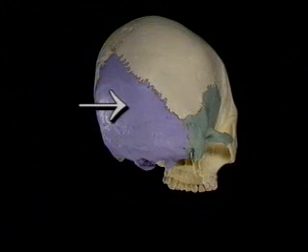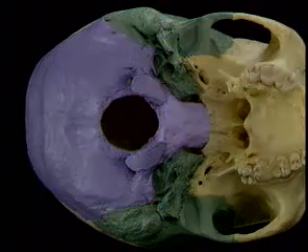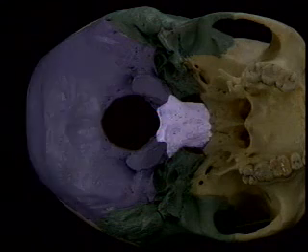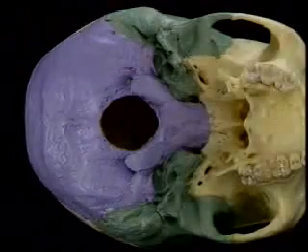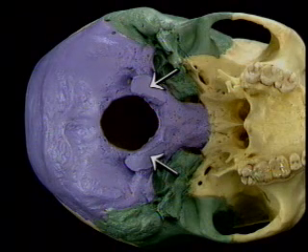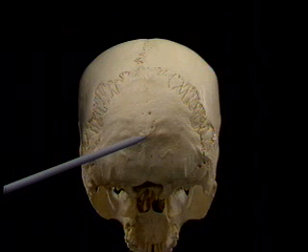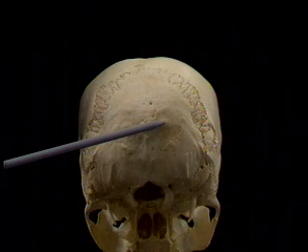Here's the occipital bone and the temporal bone. Here are the basal part and the squamous part of the occipital bone. The foramen magnum, the occipital condyles, the external occipital protuberance, the superior and inferior nuchal lines.